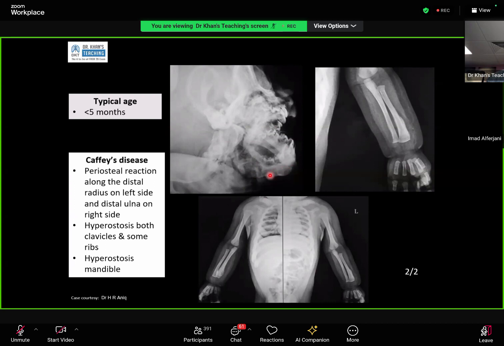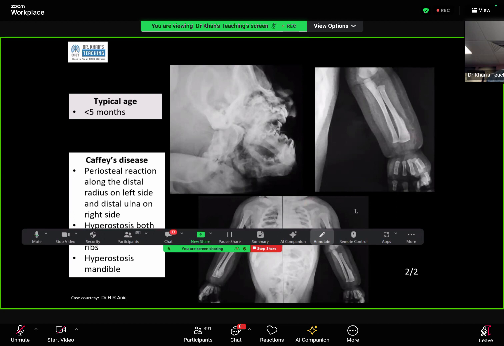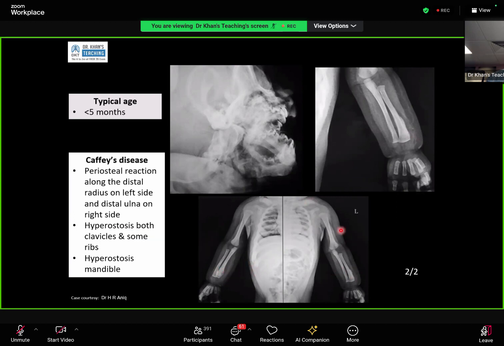Key point is that the periosteal reaction is in the mandible. If you see here, there is a periosteal reaction along the mandible. Then clavicle. Look at this clavicle and this clavicle, and you can see periosteal reaction there. And then look at the long bones: periosteal reaction along the diaphysis. Diaphyseal thick periosteal reaction can go to the metaphysis, but not usually to the epiphysis. If you see here, this ulna is involved, this ulna is also involved, and this clavicle, this clavicle, and then mandible.